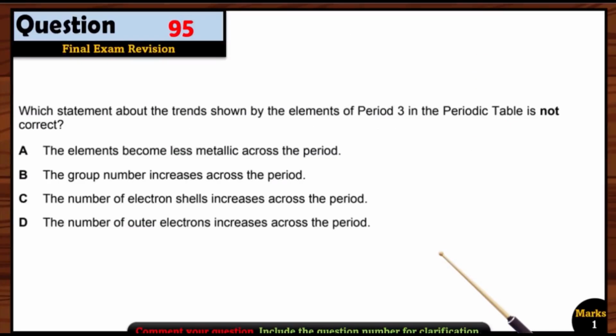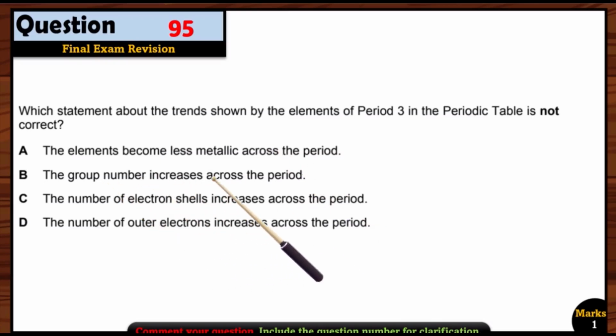Let's see question 95. Which statement about the trend shown by the elements of period 3 in the periodic table is not correct? Okay, let's see one by one. The elements become less metallic across the period. Yes, right. Because on the left we have metals, and if we move across the period, we will find more non-metals. So that's why A is right.